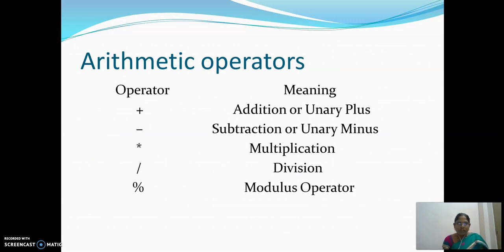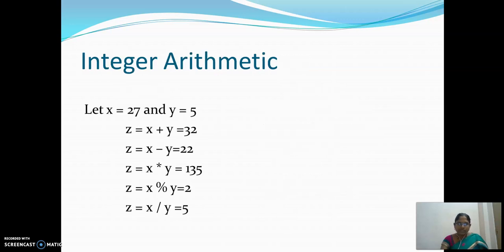You are going to have 5 operators in arithmetic operators: plus, minus, into, by, and the percent symbol, which is called your modulus. As you know, plus performs addition, minus is subtraction, into is multiplication, by is division, and percent is meant for modulus. Here is a small difference between by and modulus. By will give you the quotient value and modulus will give you the remainder value of 2 operands.